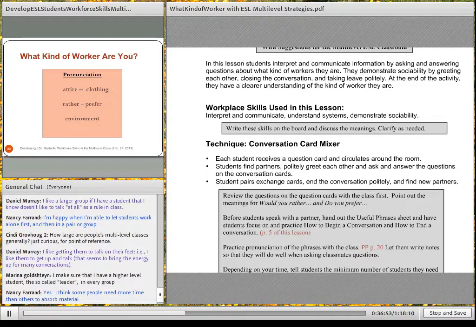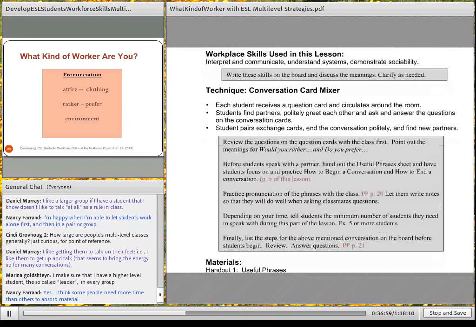All right, and then if we come down, these are some techniques for a conversation card mixer. Now, each student receives a question card and circulates around the room. This is an overview of what goes on during this lesson. Students find partners and they politely greet each other and ask and answer questions on the conversation cards. Student pairs exchange cards, end the conversation politely, and find new partners.